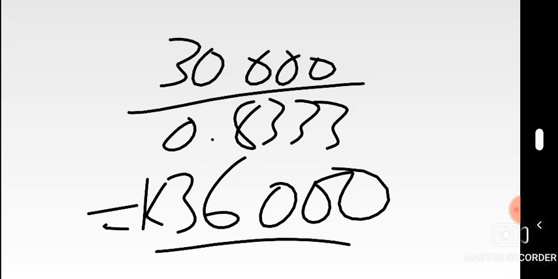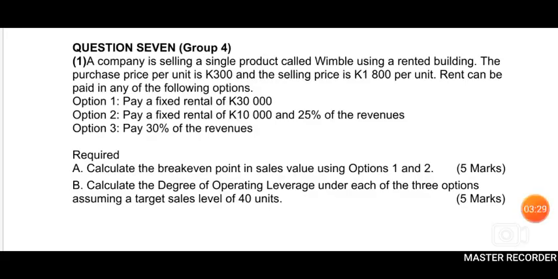Option 2, same trick, but there was this instruction. Let me take you back. Option 2, they said pay a fixed rental of 10,000 and 25% of revenues. I hope we're together there. So this 25% of revenues has to be found as well, and we'll understand where it's going to go. So we are on option 2. We were told to calculate for option 1 and option 2.